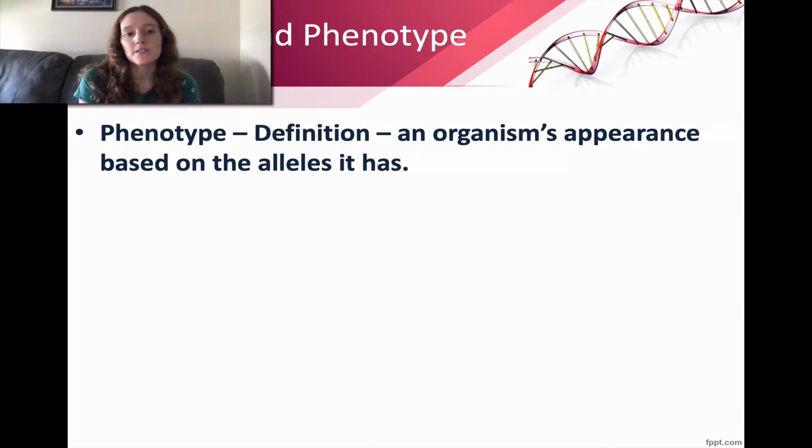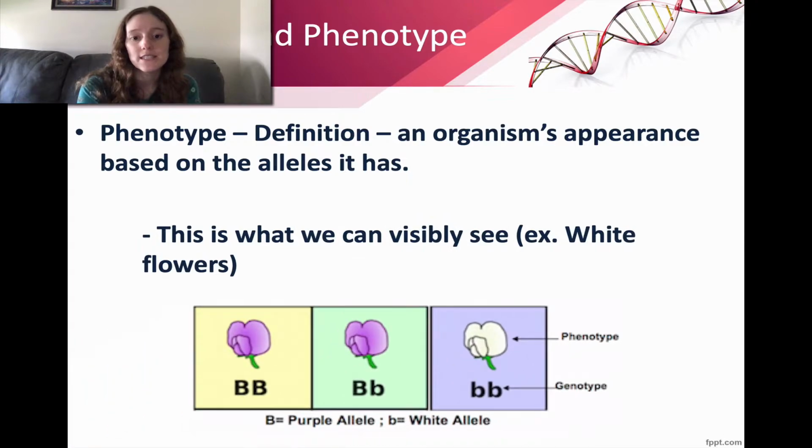Phenotype is going to be an organism's appearance based on the alleles that it has. So this is what you can see visibly. It would be flower color, or if you're looking at you guys, your hair color, your eye color, if you have freckles or not. A fun fact here, red hair color is actually a mutation that's based off of, I think it's the MC1R gene, and it's not actually a dominant or recessive trait.